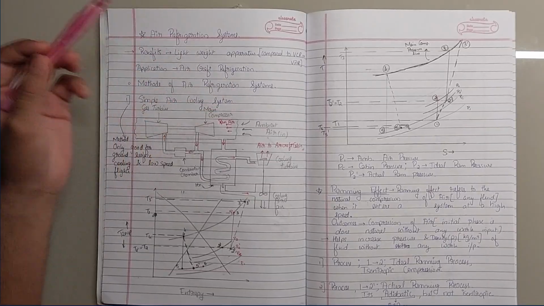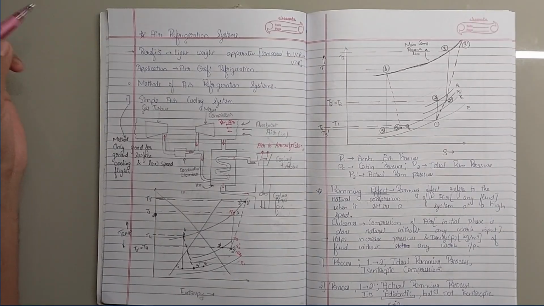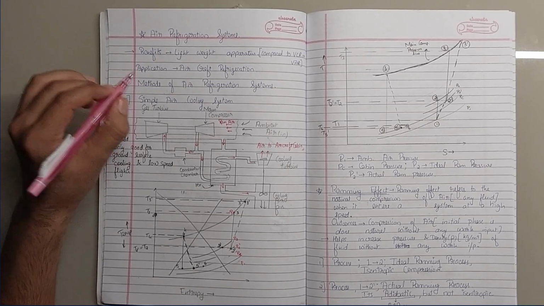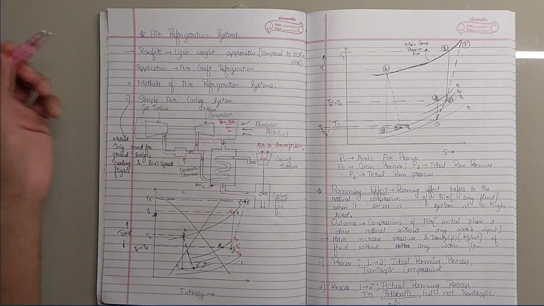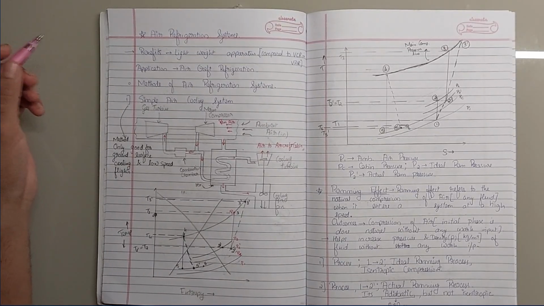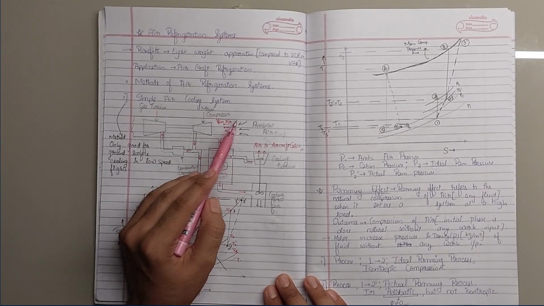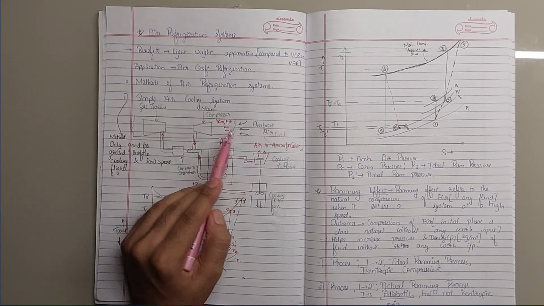There are various methods of air refrigeration systems. We'll start with the simple air cooling system. This is the apparatus of a normal simple air cooling system. It has very minor appliances, such as conduit holes, which every aircraft has. There are small openings on the wings to let air in.